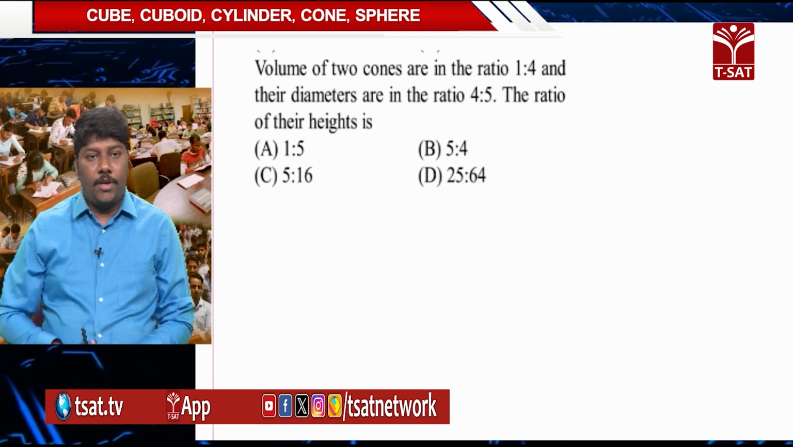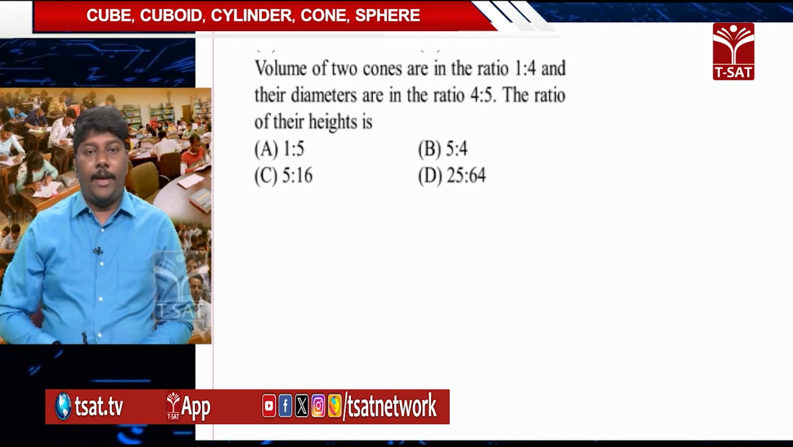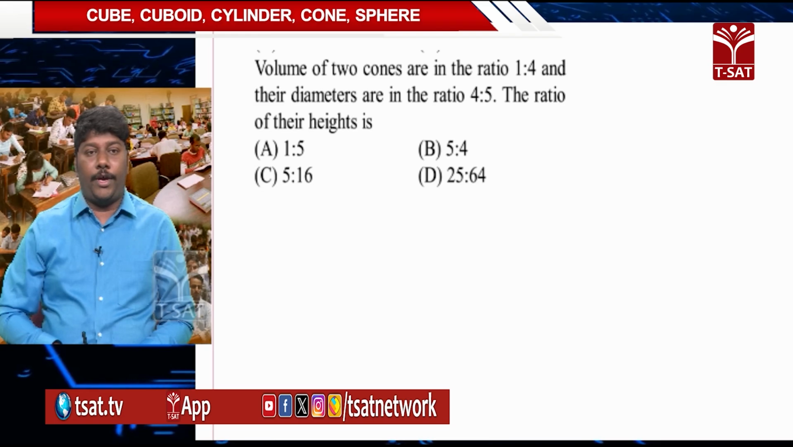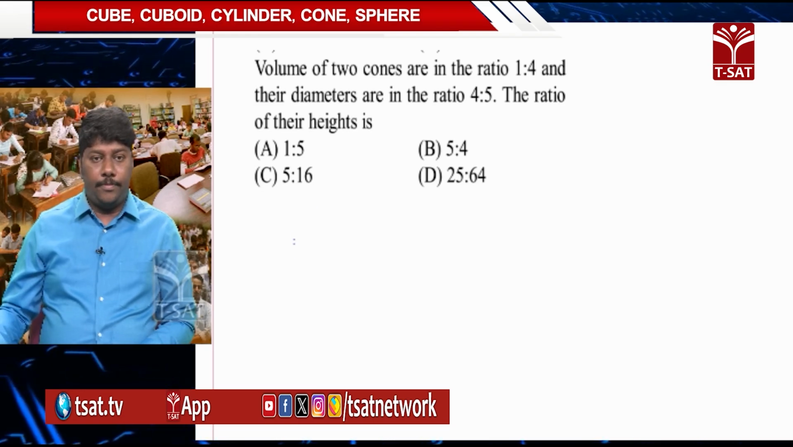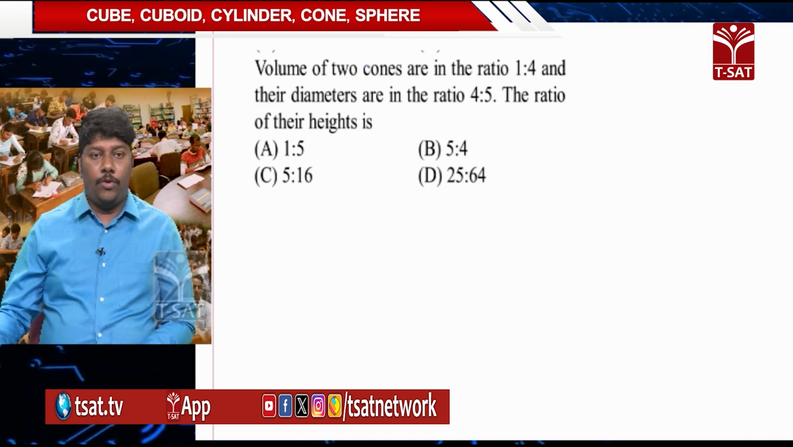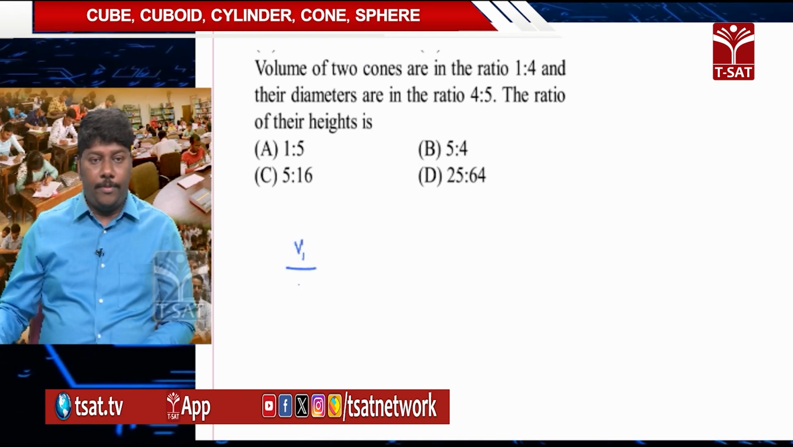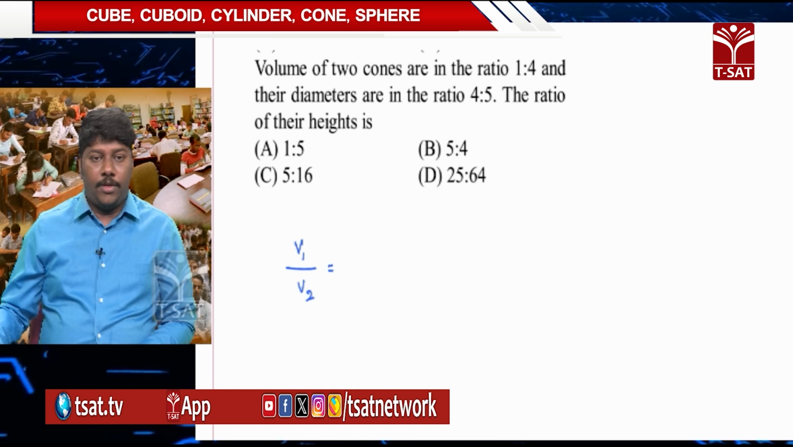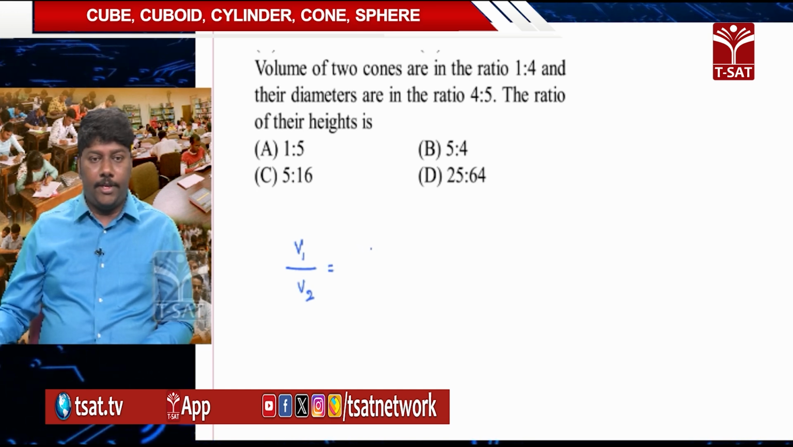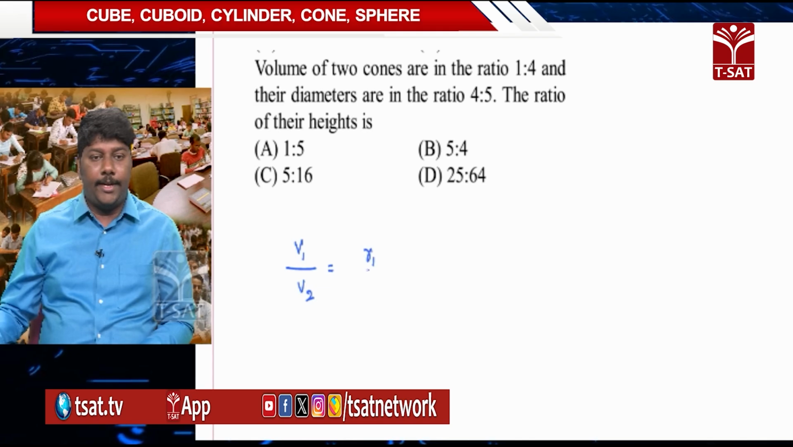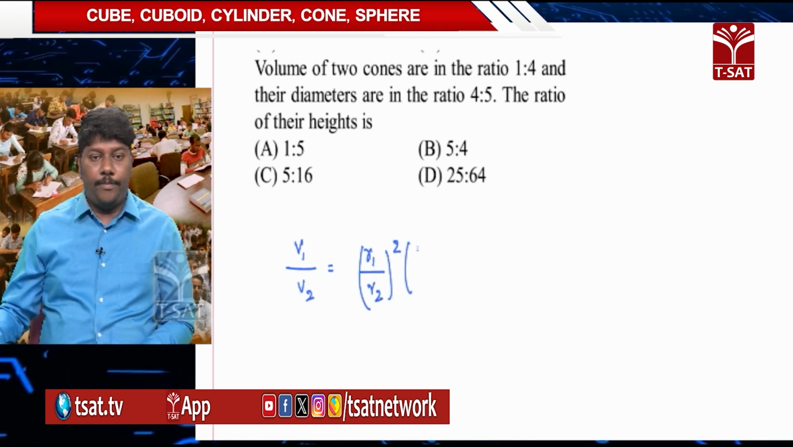Look at the next one. Volume of two cones are in the ratio 1:4 and their diameters are in the ratio 4:5. The ratio of their heights? He is asking you about two cones. Let the radii be R1 and R2 for cone 1 and cone 2. Volume 1 by volume 2 is equal to, let's take out all the constant terms, because there is no use of taking pi by 3. I would directly take it as R1 by R2 whole square into H1 by H2.